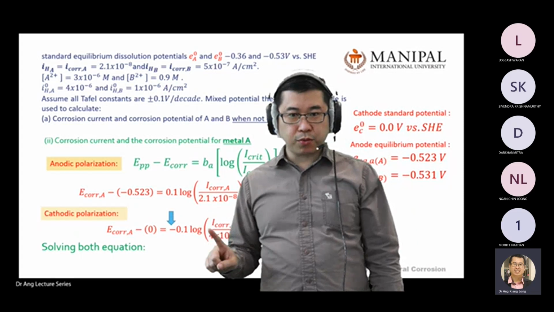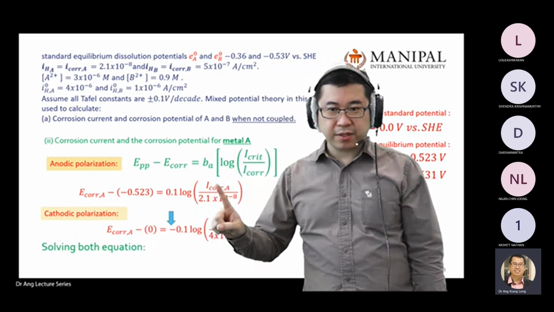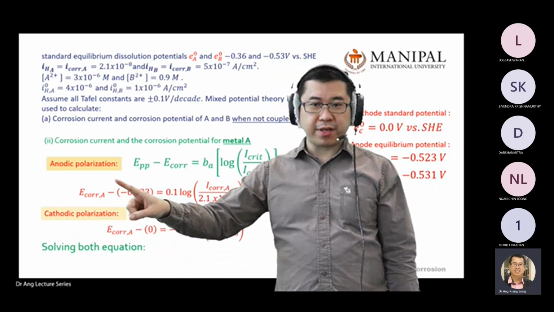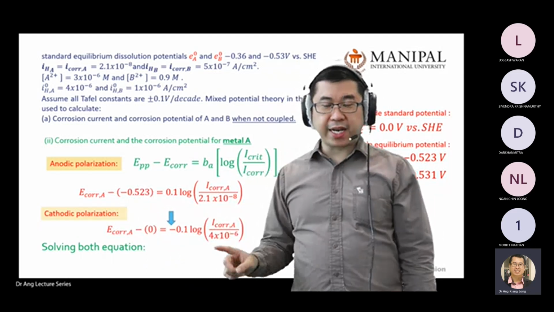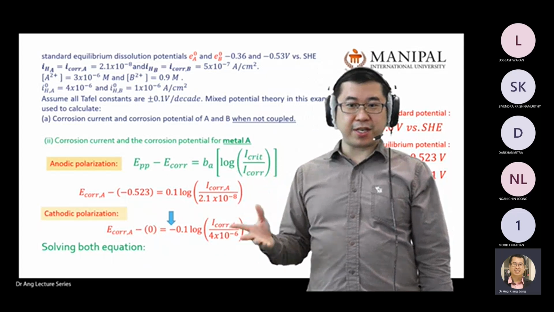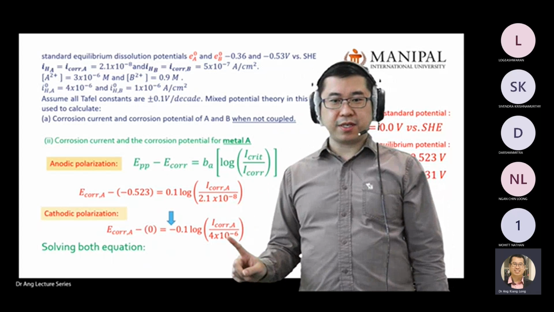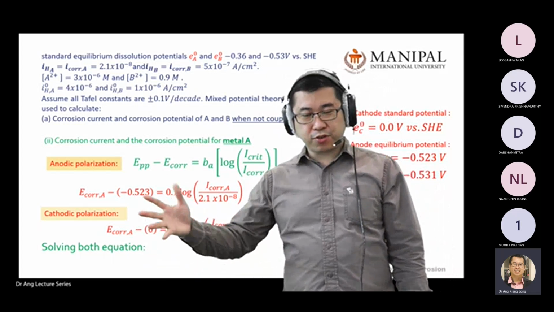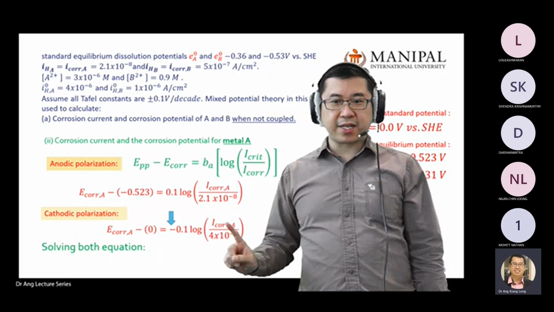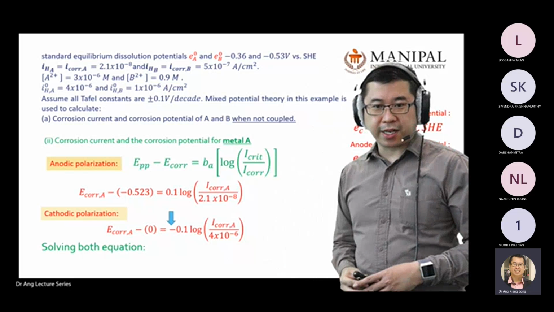You have two equations, two unknowns. It's like you have the x and the y, two equations you can solve, right? It's a linear simultaneous equation. So solve these two equations, but you just treat it as a linear equation. You have two unknowns, solve the two equations simultaneously.